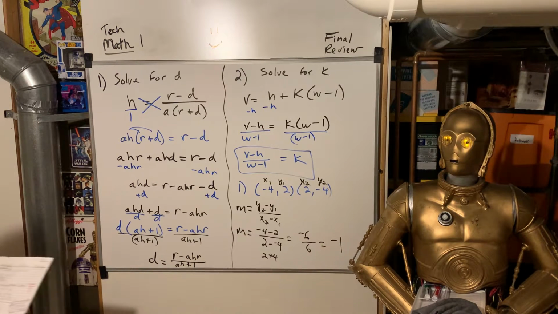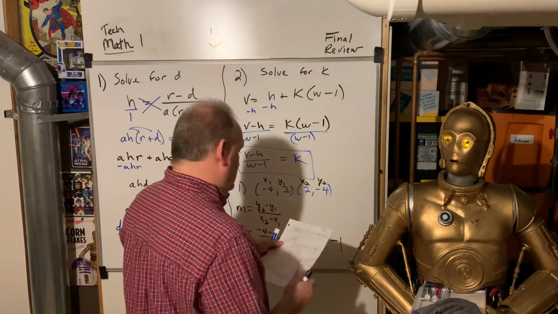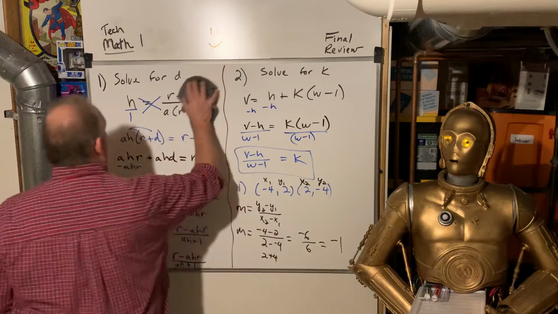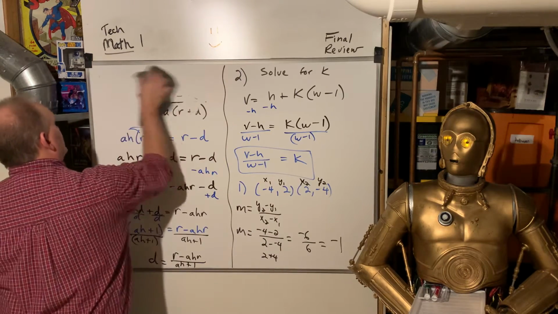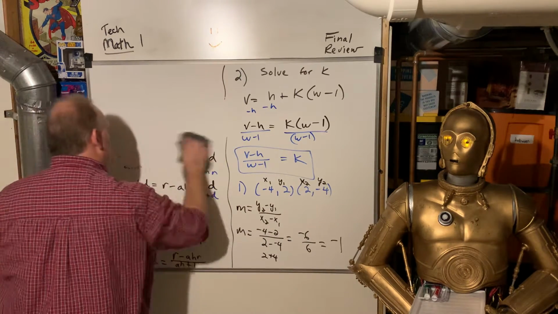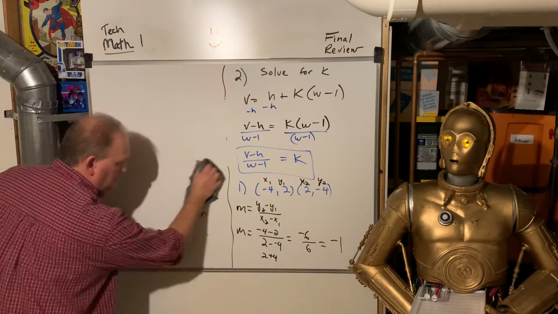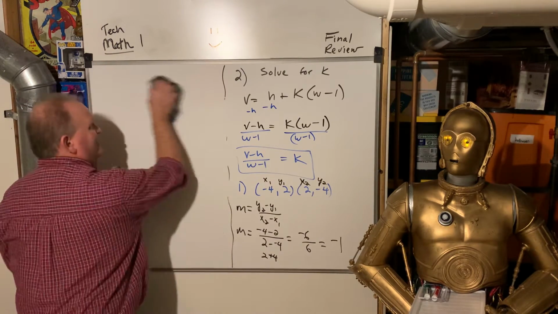Next part in chapter 10 was find f of negative 1. So that's pretty easy, right? That's just plug and chug. We just put in values and figure out the answer. Alrighty.